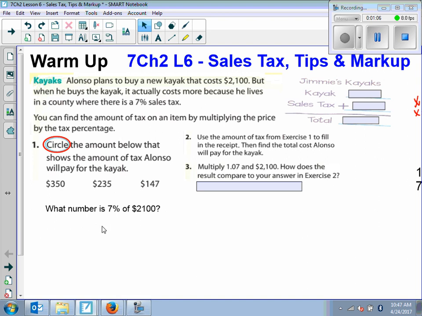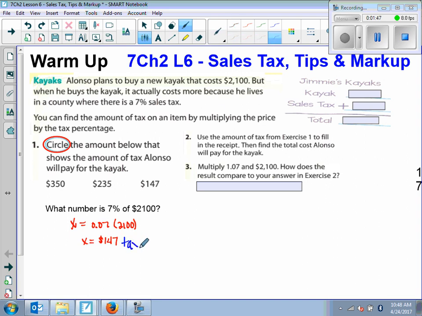So when I translate this English question to math, we're going to get what number is 7%. Remember, you have to change the percent to a decimal before you put it into the equation. So 0.07 times, of means multiply, times 2,100. And then when you multiply that, you get x is equal to $147. So that $147 is the sales tax. Is everybody with me? That is the sales tax.